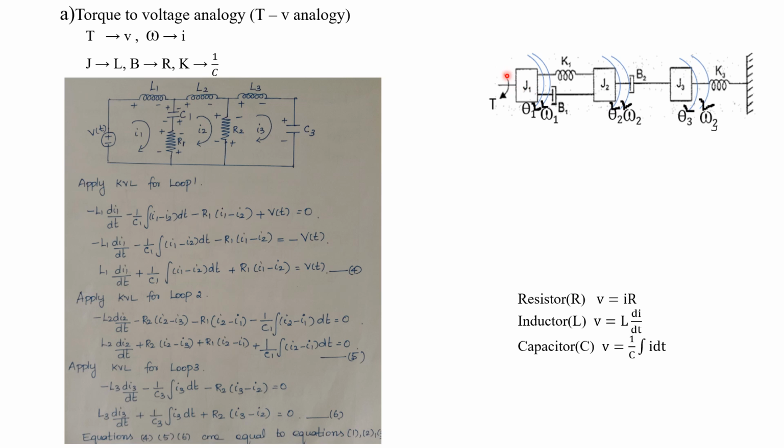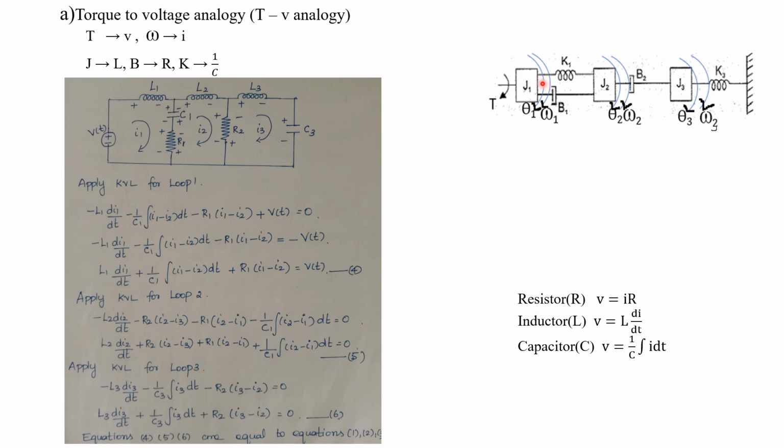So this is an applied torque. Then what are the opposing torques? Here the opposing torques are due to the own moment of inertia of mass J1. So J is equated to inductor L, so correspondingly we have to draw this L1. Then none of the elements is connected only to this J1.